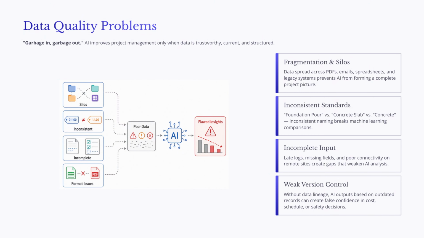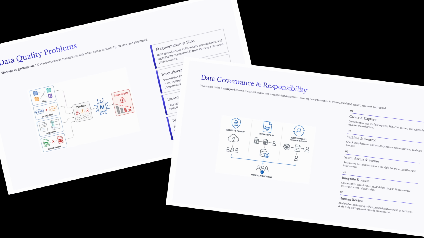Finally, weak version control and poor data lineage create serious risks. If an AI forecast is based on an outdated schedule update or an old cost estimate, it may create false confidence. Project teams need to know where the data came from, when it was updated, who approved it, and how it was used. The goal is not perfect paperwork. The goal is consistent information that can be searched, compared, validated, and reused.